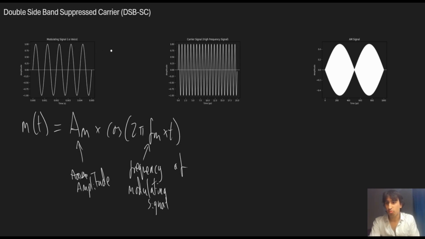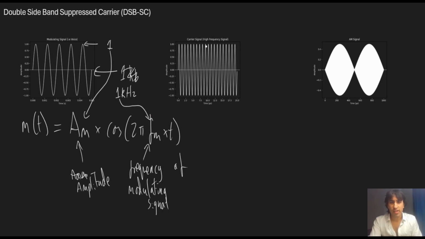Now in this simple modulating signal here, we can see that the amplitude is 1, so we can just place 1 over there. And in our frequency, I've already done the calculations, but it's 1 kilohertz, and that 1 kilohertz goes in there.